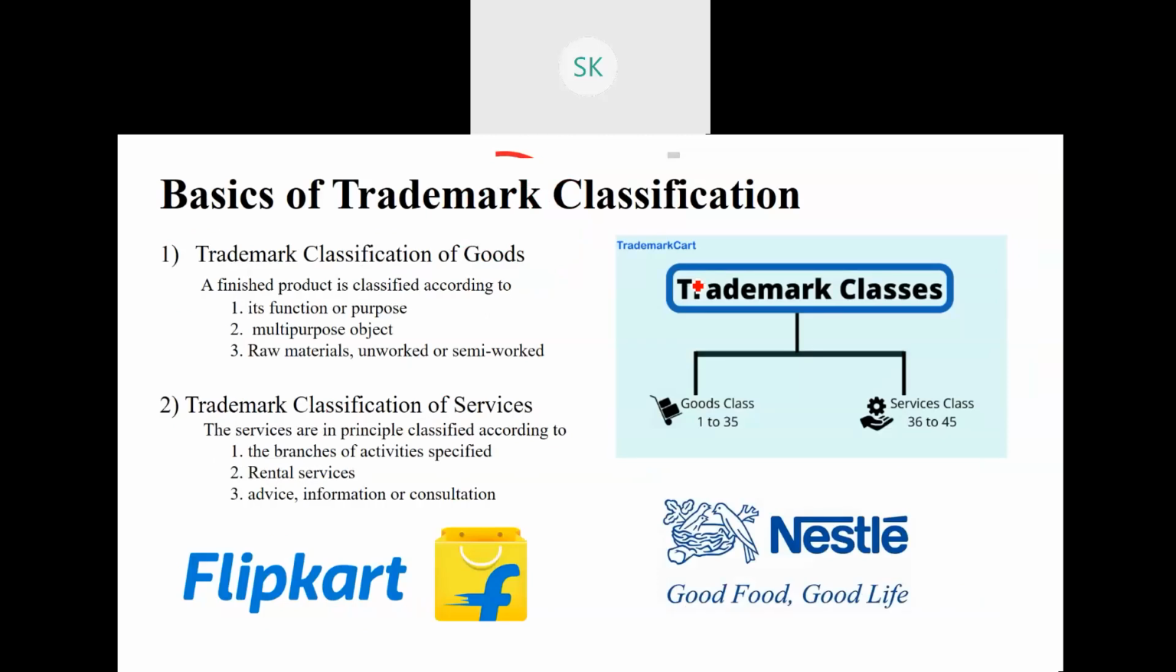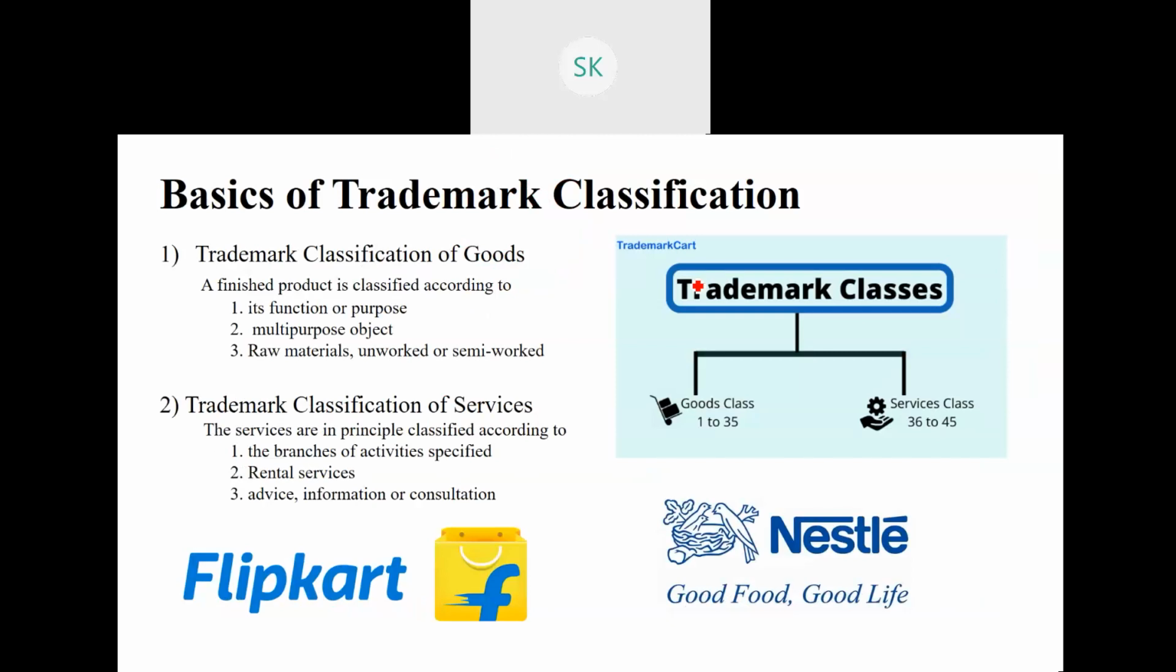So after the introduction, now that we know what a trademark is and why we use it, what are the basics of trademark classification? Generally, trademarks are classified into two types, that are goods class and service class. There are a total of 45 classes, and classes 1 to 35 belong to goods class, and 36 to 45 belong to service class. So going towards the first class, that is goods class. Trademark classification under goods class.